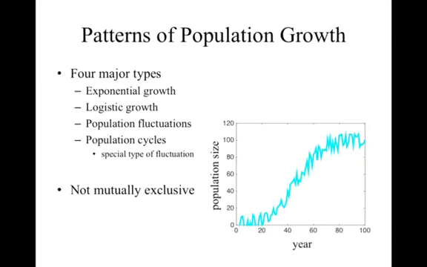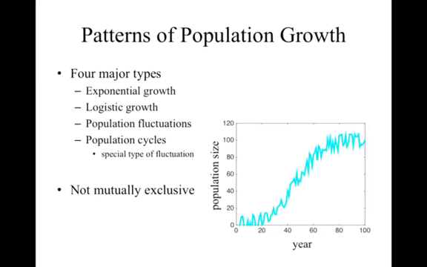Now, importantly, these 4 major patterns of population growth are not independent. So you can have 2 of them together, and this is a good example. You see that the main trend in that teal-blue curve is logistic growth. We have some sort of rapid initial rise, and then the growth rate slows down, and the population settles at about 100 individuals.